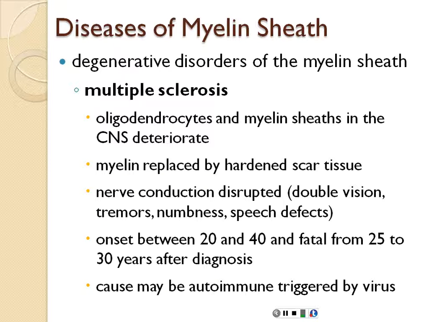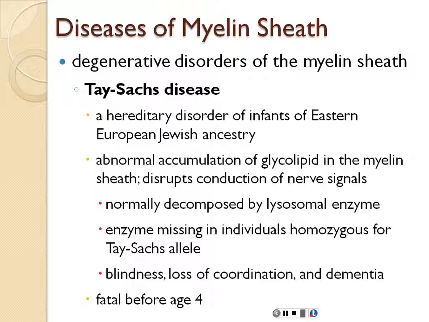Usually MS shows up between the ages of 20 and 40, and is fatal from 25 to 30 years after diagnosis. The cause is thought to be autoimmune triggered. Sometimes a virus can go in, and the immune system may think that the myelin is foreign and start attacking the myelin. You all have heard of autoimmune diseases. If a disease is said to be autoimmune, that means our immune system, which is supposed to attack invaders, is starting to attack our own tissues. So that is thought to be a cause.